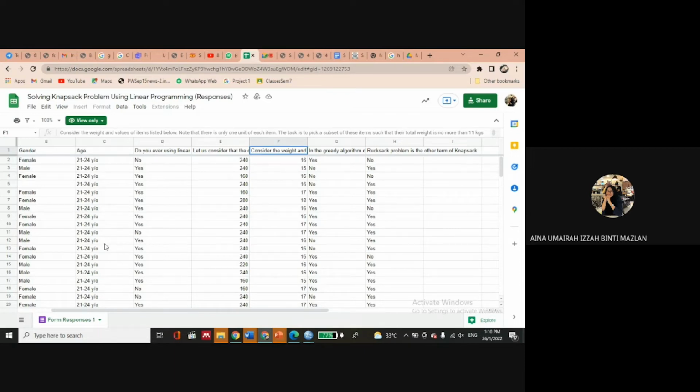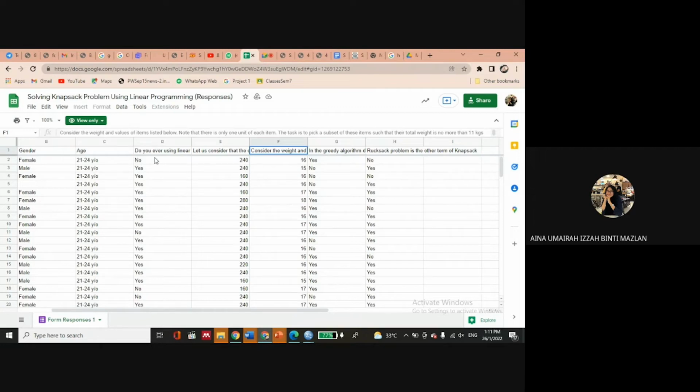The first and second questions are about the demographics of the respondents, which are gender and age. Okay, so the first question, which is gender: a total of 11 female respondents and a total of 9 male respondents answered this questionnaire. The second question is about age. A total of 20 respondents were in the age range of 21 until 24 years old. Okay, so we proceed to the next question.